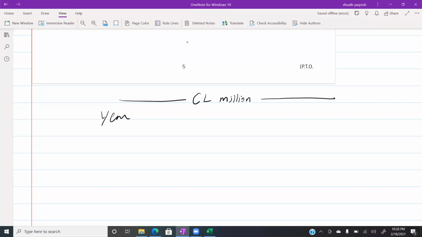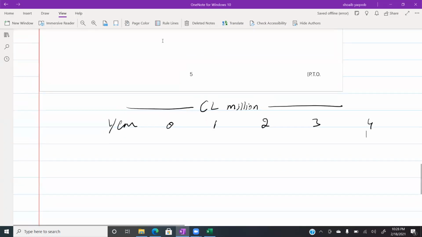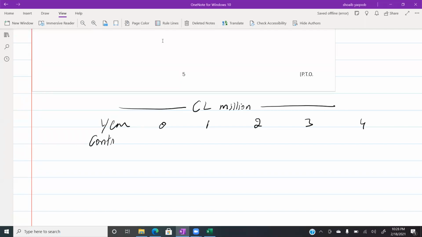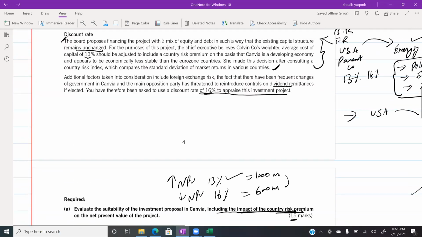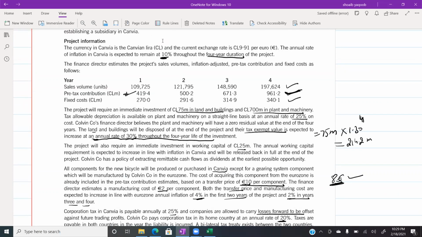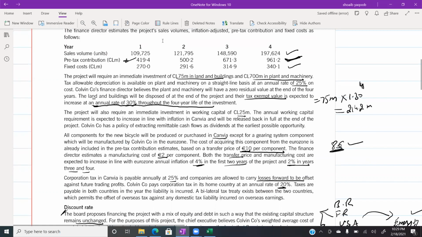Make the years 0, 1, 2, 3, 4. In normal question, starting point is sales, but here the starting point is the pre-tax contribution, because examiner was kind to give us the complete figure of contribution. So please copy the contribution here. 419.4, 500.2, 671.3, 961.2.